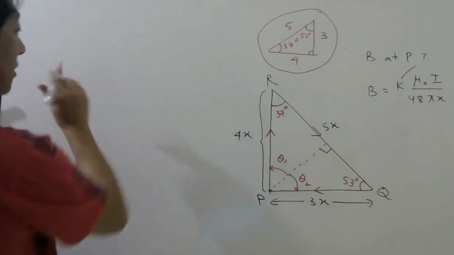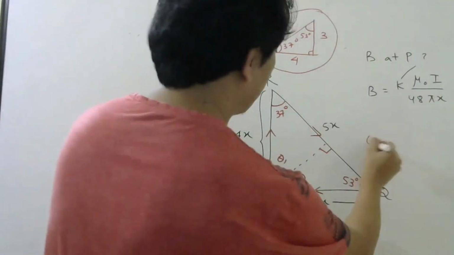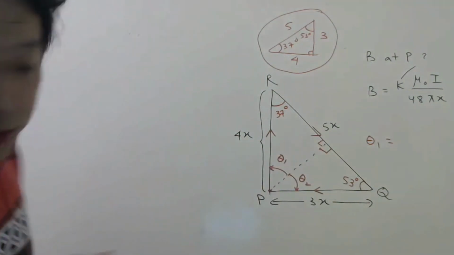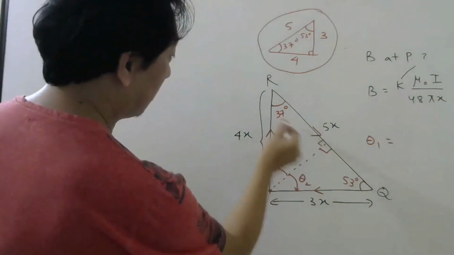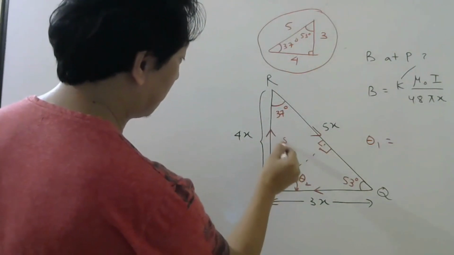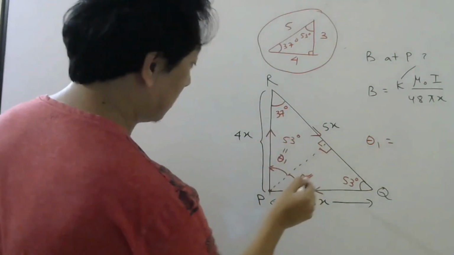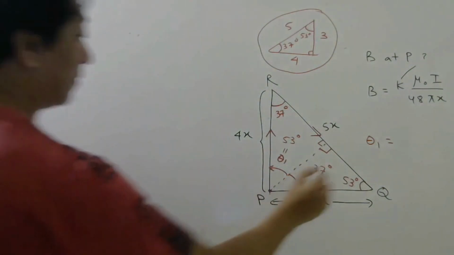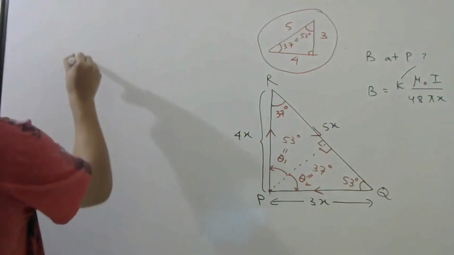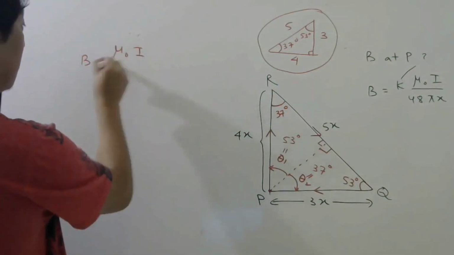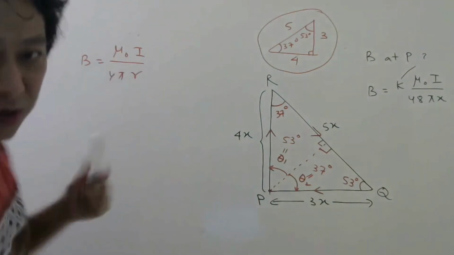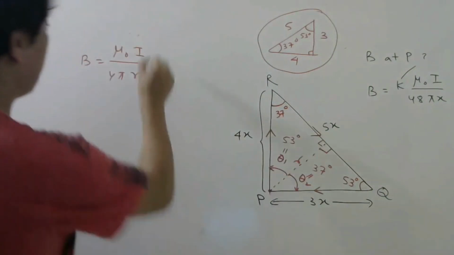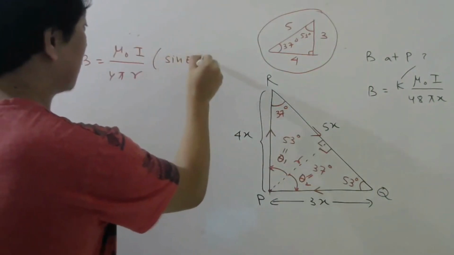Okay, so let us calculate. Now you can immediately say what is theta 1 because this is 90, no? The perpendicular line we have to draw. So this is 37, this is 90, so this must be 53. And this must be 37. Correct? Theta 2 must be 37. So what is the magnetic field now? What is the formula? Mu naught I divided by 4 pi R, or A, whatever you want to write. Let us write R here. The perpendicular distance is R. Sine theta 1 plus sine theta 2.